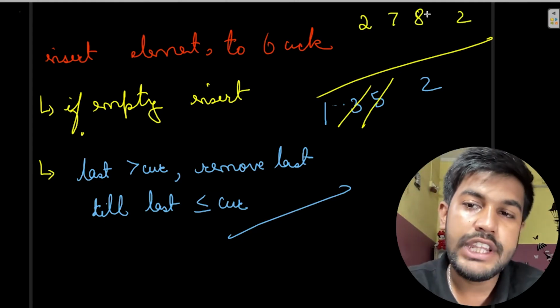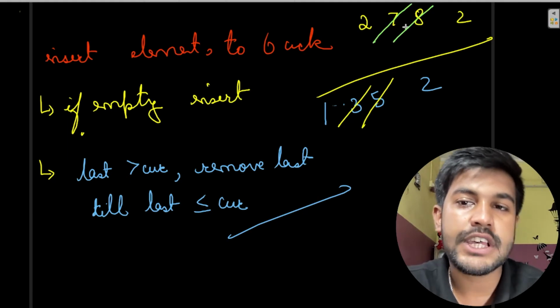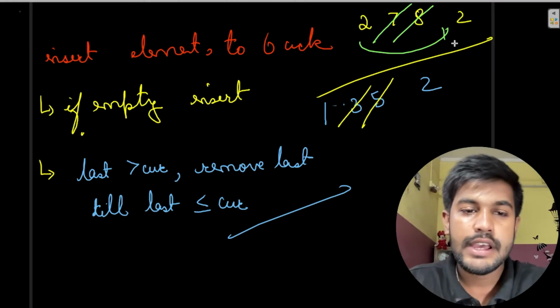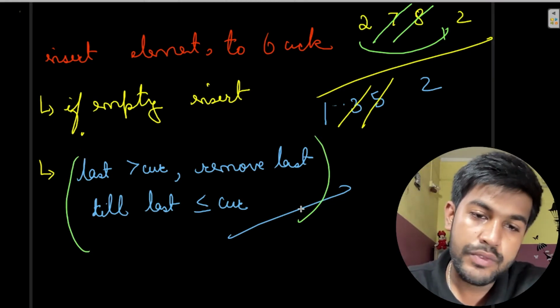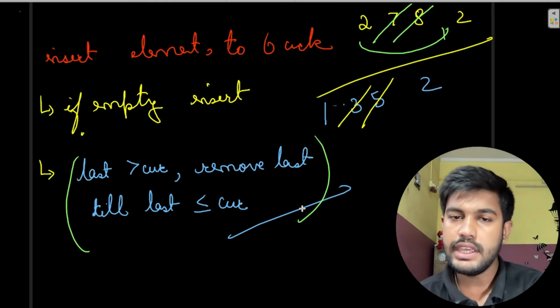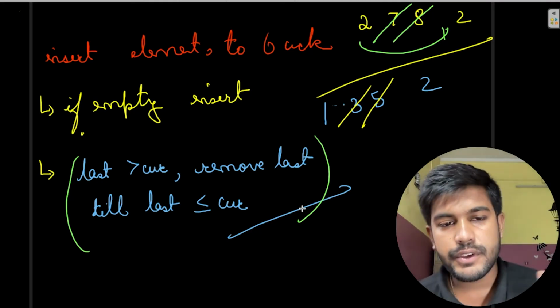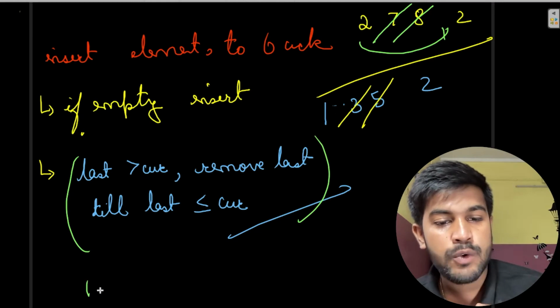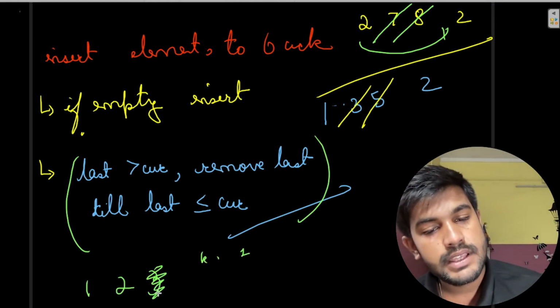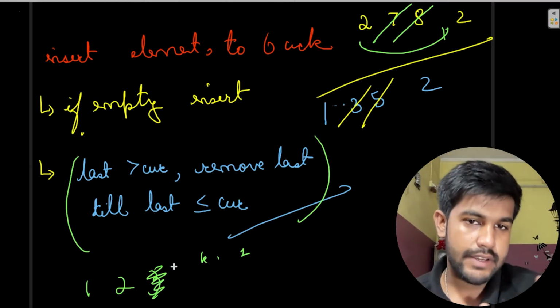So in this scenario we need to remove 8, we need to remove 7, and after that 2 would follow 2. So this is removing the last till the last is less than or equal to the current value. Okay, after that, even if we do this in an increasing order like 1 2 3, and even if k is remaining, we would remove them, and then we would simply return our answer.